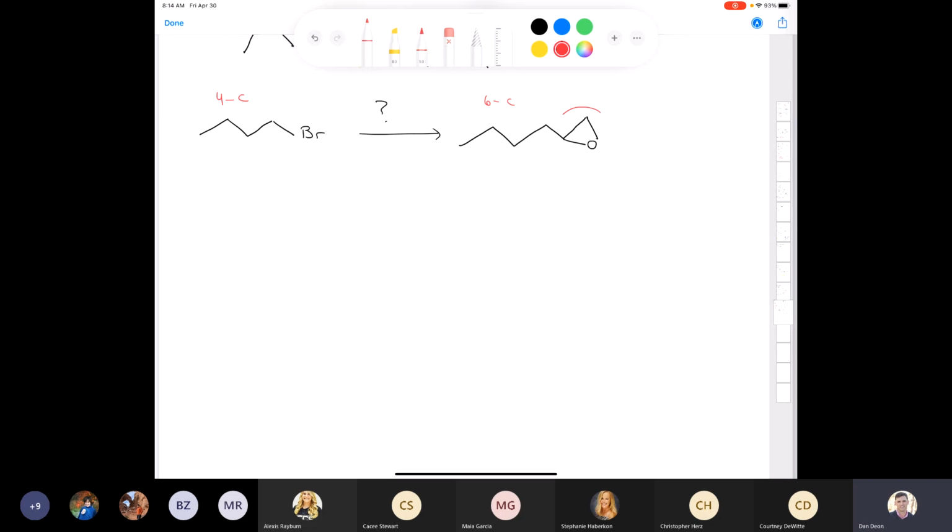Now, does anybody remember what this is called here? This is called an epoxide. Epoxide. Now, that might have thrown you for a loop, saying, well, Mr. Dion, you never talked about epoxides. Yes, I did, okay? So this is where epoxides would have come up in this class.